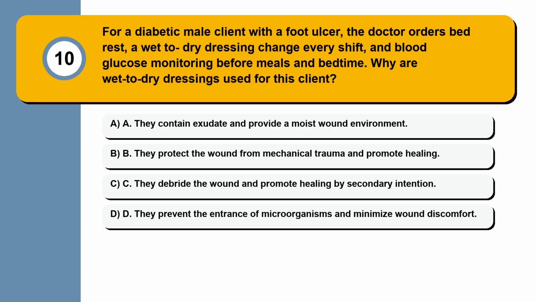Question 10. For a diabetic male client with a foot ulcer, the doctor orders bed rest, a wet-to-dry dressing change every shift, and blood glucose monitoring before meals and bedtime. Why are wet-to-dry dressings used for this client? A. They contain exudate and provide a moist wound environment. B. They protect the wound from mechanical trauma and promote healing. C. They debride the wound and promote healing by secondary intention. D. They prevent the entrance of microorganisms and minimize wound discomfort.